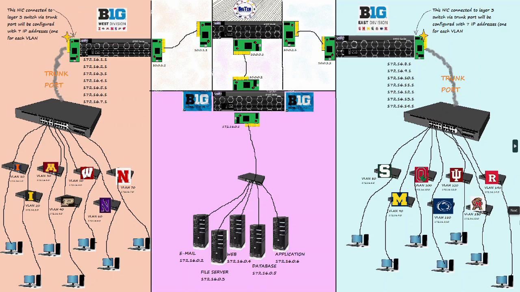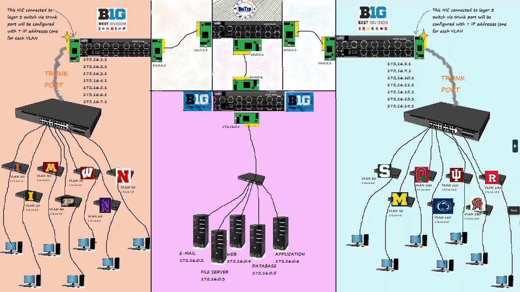1 switch in the Big Ten server, we'll call it network, in the pink there, and then on the far right in the East Division, we will have 7 more switches. Each switch corresponds to a particular team and a particular VLAN, which is associated with that team.